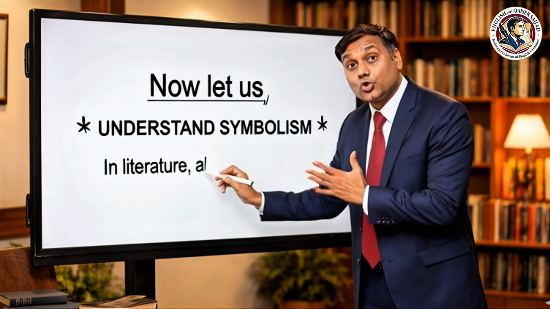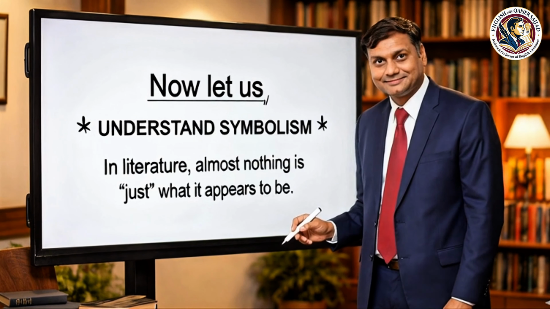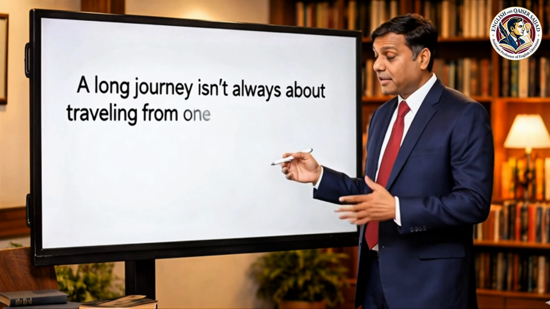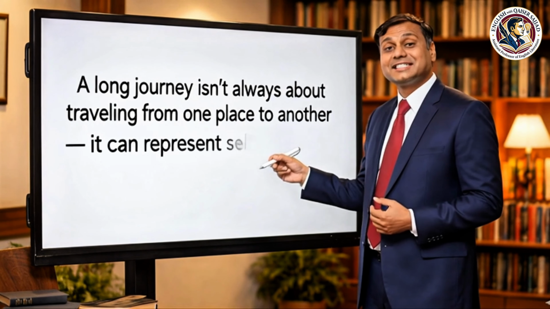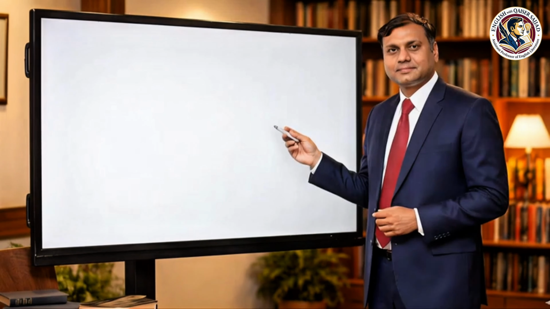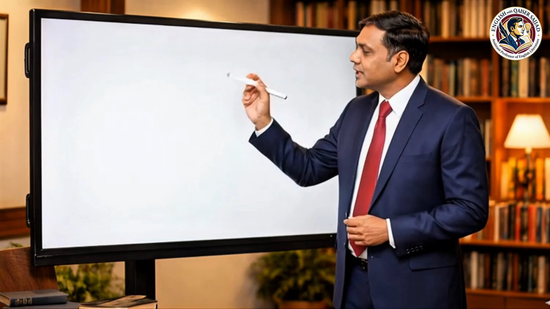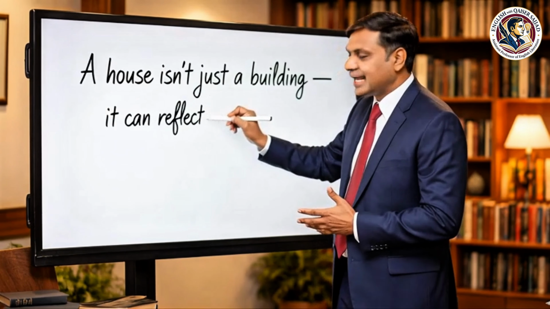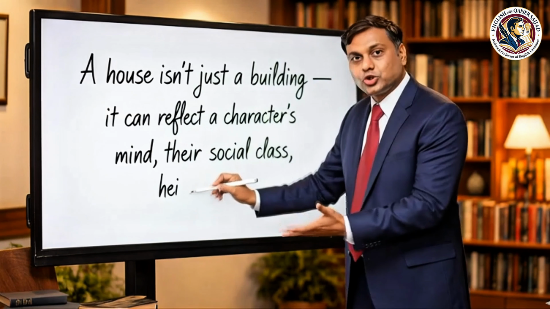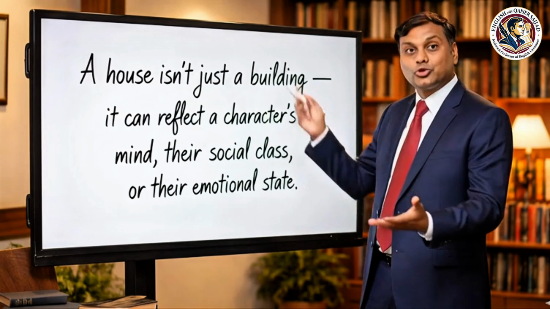Now let us understand symbolism. In literature, almost nothing is just what it appears to be. A long journey isn't always about traveling from one place to another. It can represent self-discovery or personal struggle. A house isn't just a building. It can reflect a character's mind, their social class, or their emotional state.